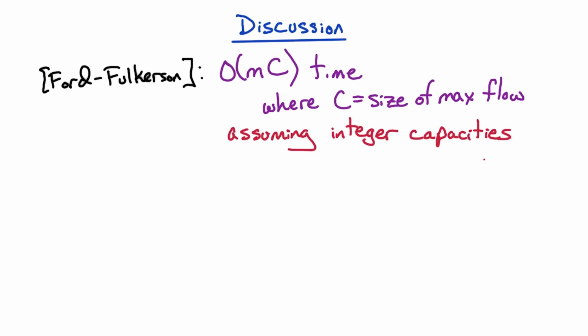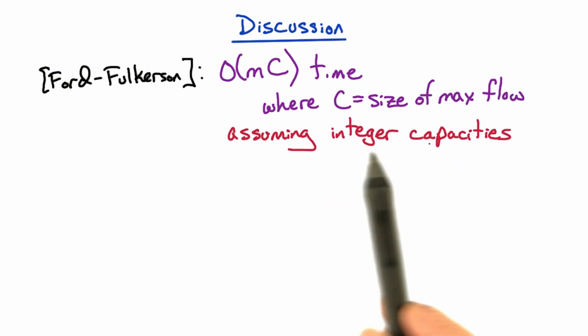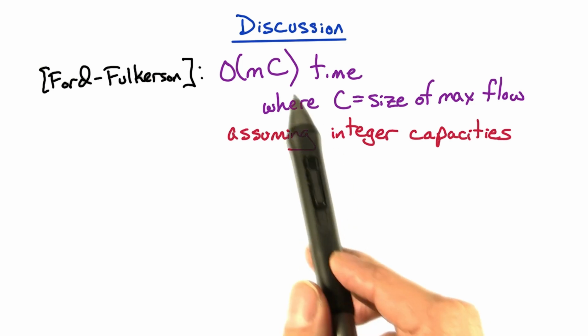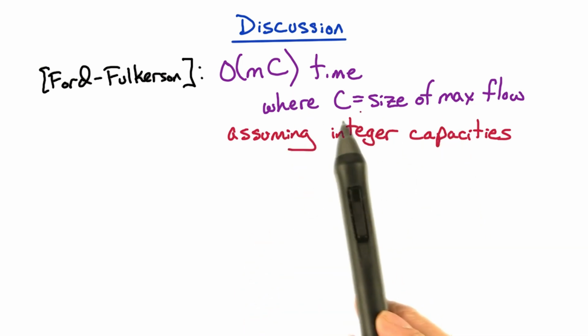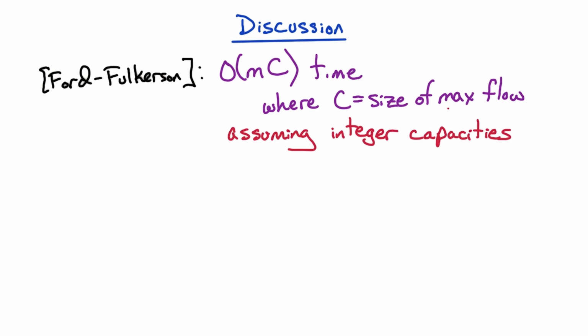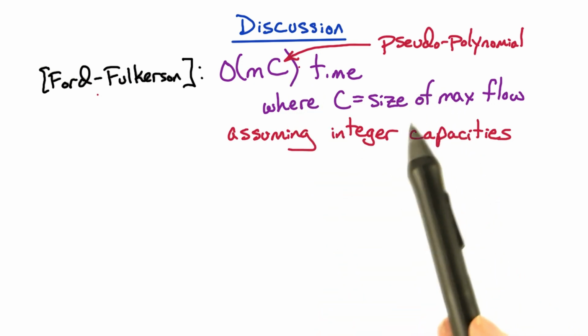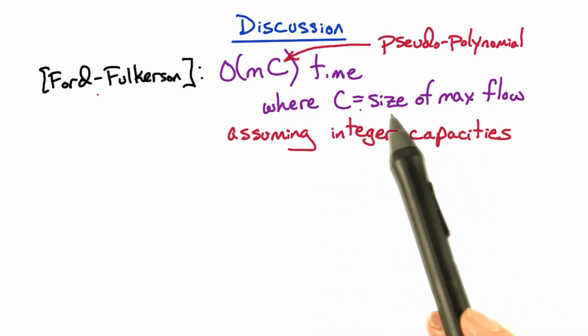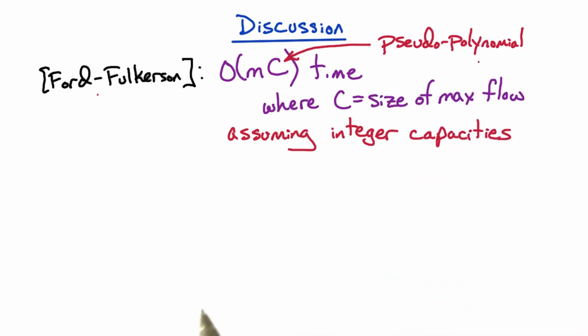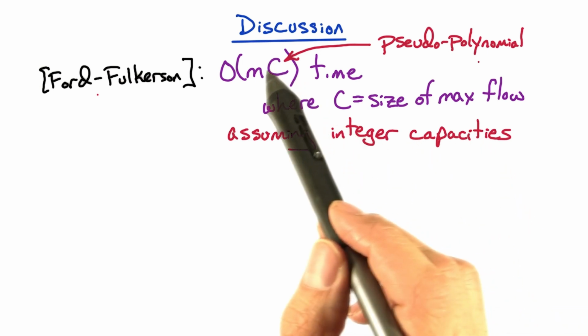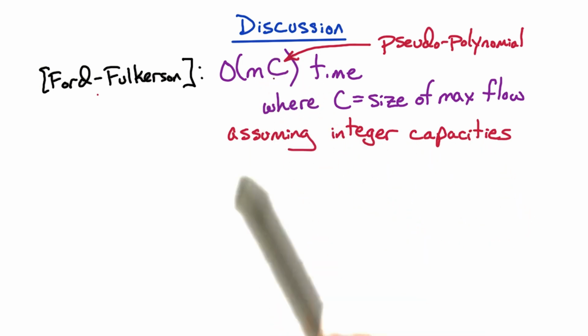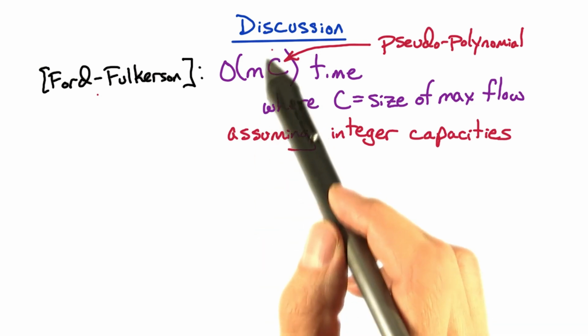But this assumed that the capacities were integer values. Now there are 2 problems or unpleasant aspects of this. The first is that we're assuming that the capacities are integer values. The other is that the running time depends on the output. It depends on the size of the max flow, which depends on the size of the capacities in the input. Since the running time of this algorithm depends on the numbers, the capacities in the input, we say that this running time is pseudo-polynomial. This is much like the situation for the knapsack. And there we discussed that the running time should depend on the log of these numbers. And ideally, the running time should be independent of these numbers.